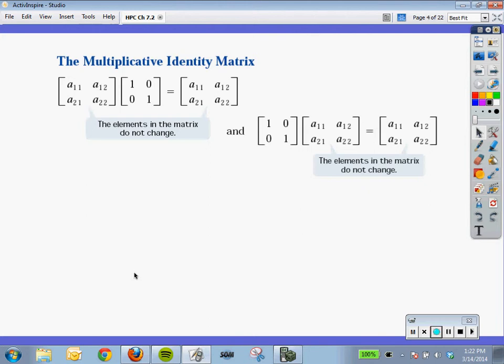You know, if you had like A times 1, you would get A, right? Okay, so I think of the identity matrix as sort of like a 1. If you multiply one matrix times the identity matrix, you're going to end up with the matrix that you multiplied times the identity matrix, okay?